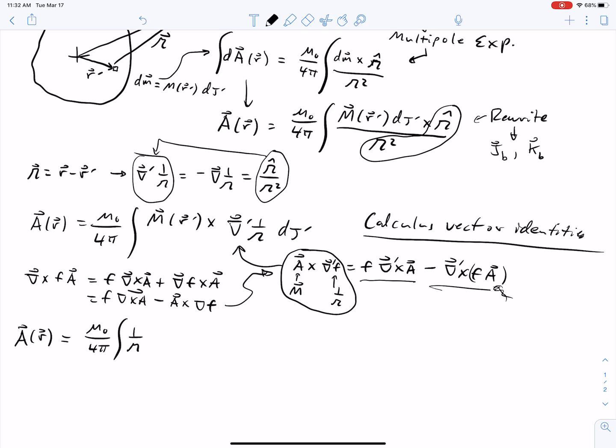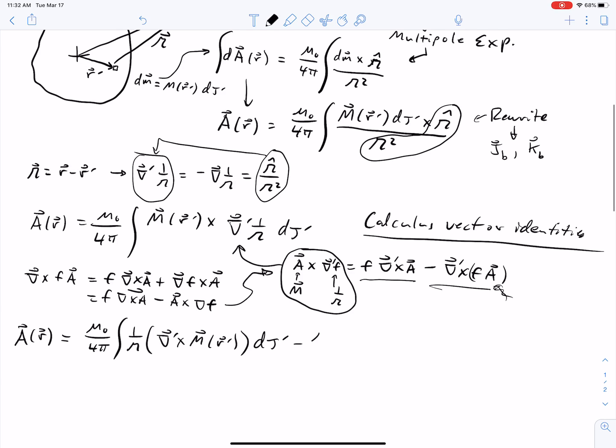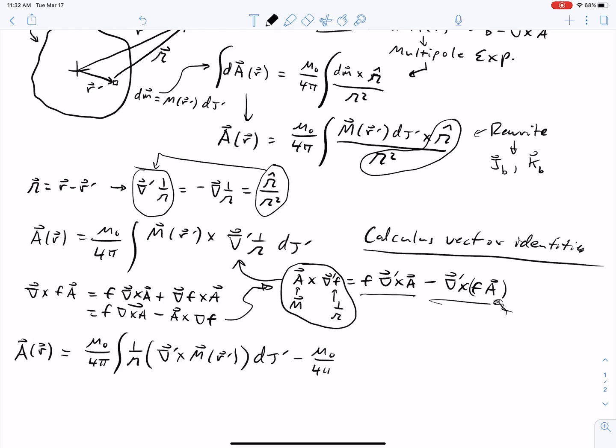1 over cursive r times del prime cross m of r prime d tau prime, minus mu naught over 4 pi integral of del prime cross m at r prime over cursive r d tau prime. Okay, so we've now turned our integral into two integrals.